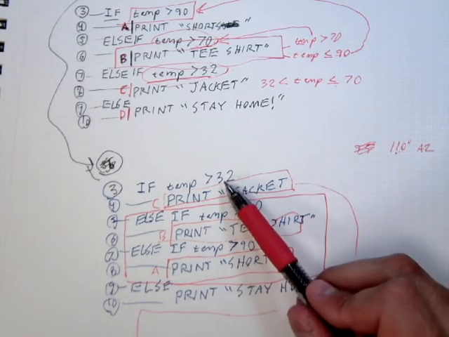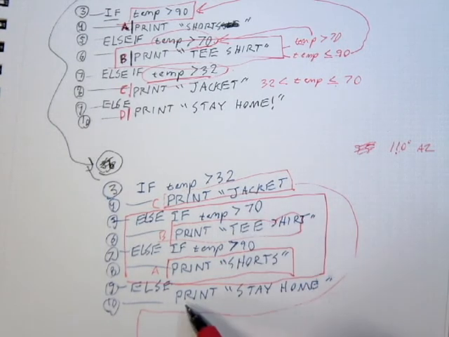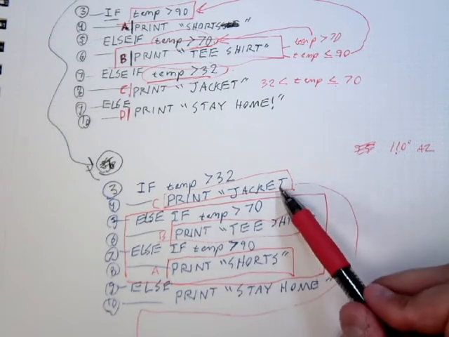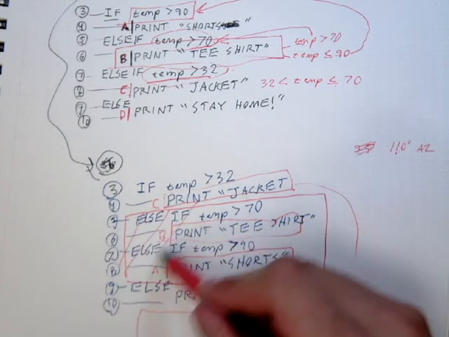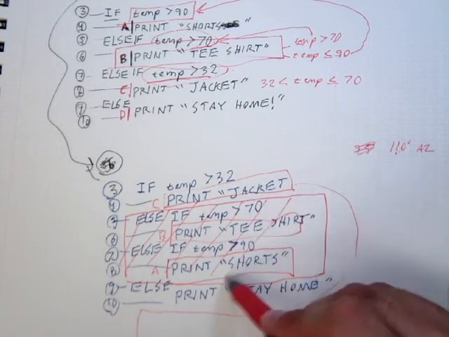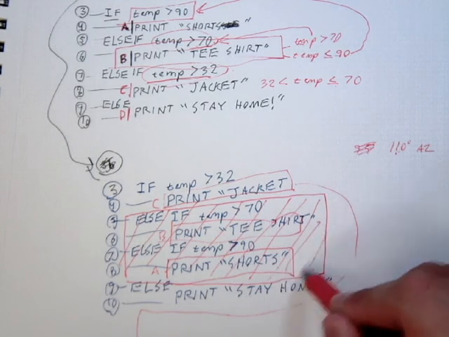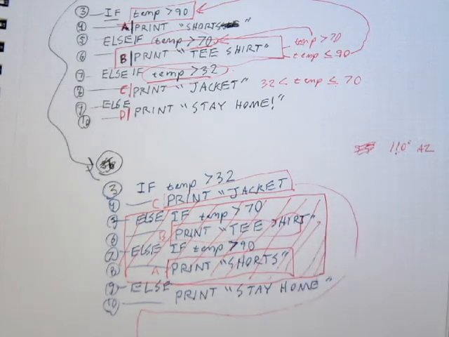If the temperature is less than or equal to 32, you'll come down here and you'll print stay home. So all of this loop will ever tell you to do is wear a jacket or stay home, and this code here is dead code. You wasted your time writing it, you wasted somebody else's time trying to read it. Of course, this can be fixed.